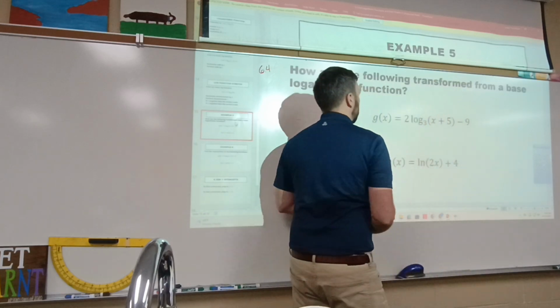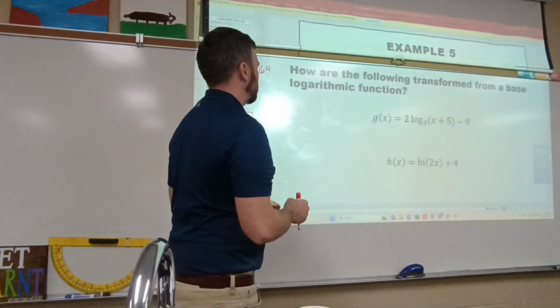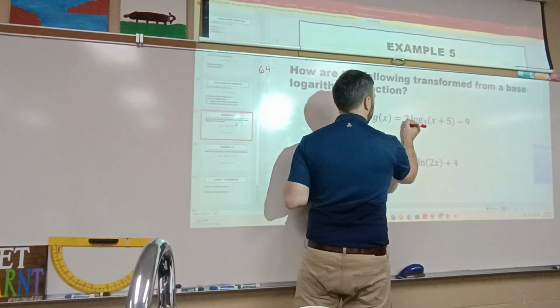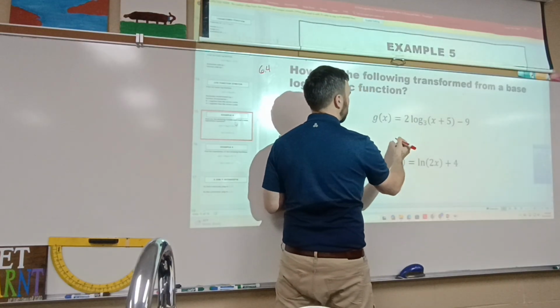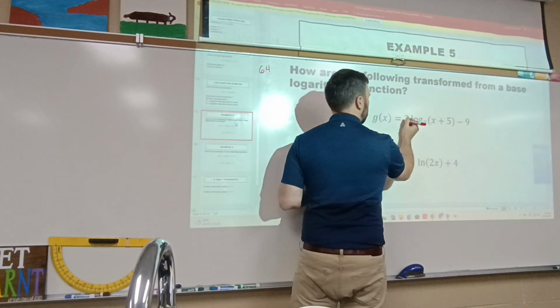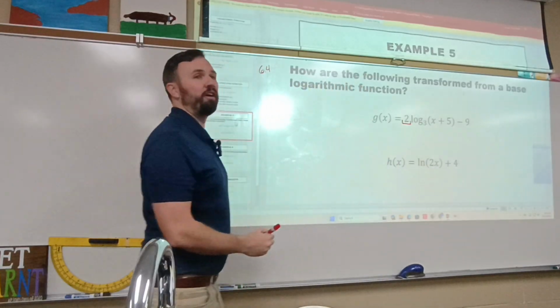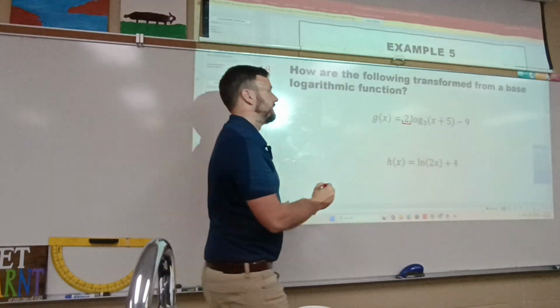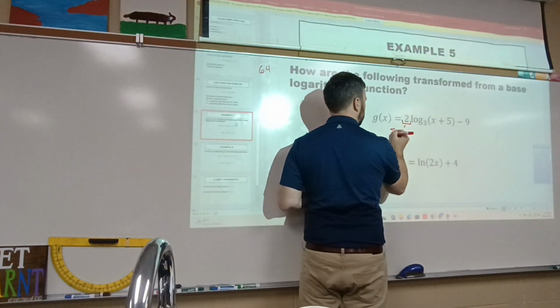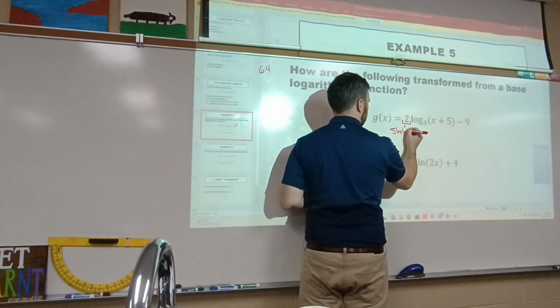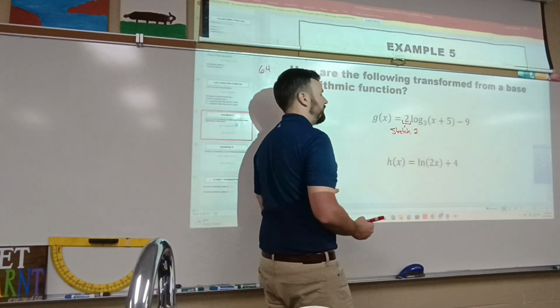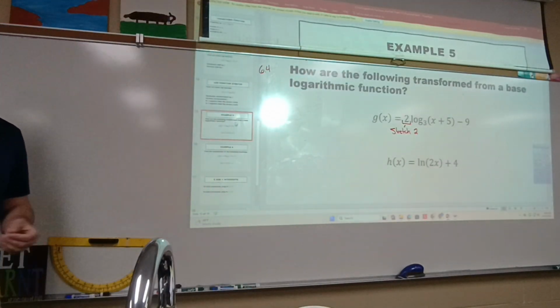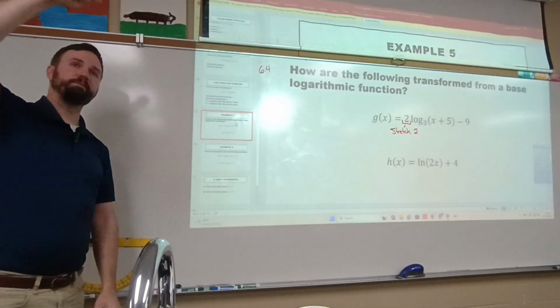All right, let's look at this beast. Let's just go step by step in what each number means. Is that 2 in the parentheses or on the outside? Outside, and it's bigger than 1. So that's going to stretch by a factor of 2. It's going to get taller.